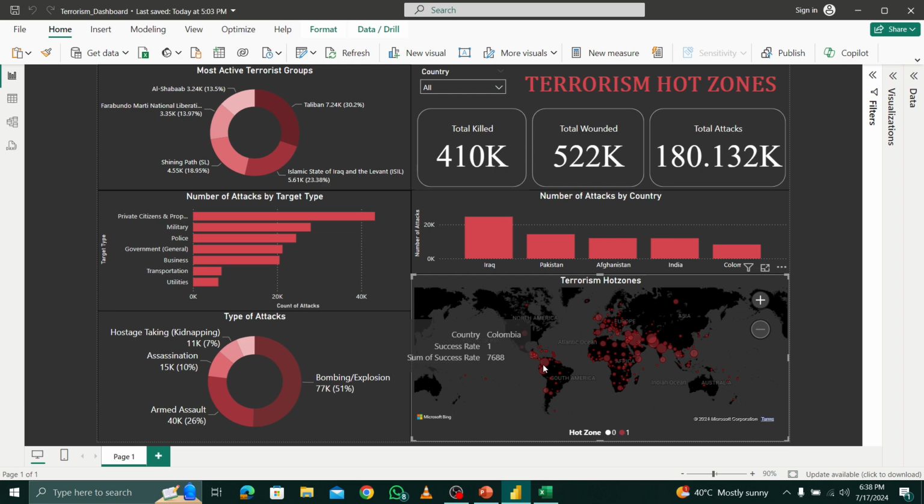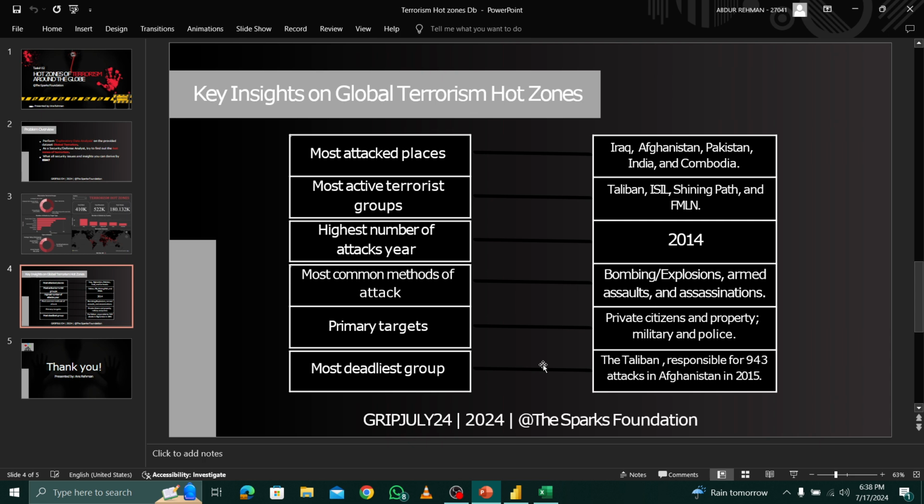So what were the key insights that we derived from this data? The most attacked places were Iraq, Afghanistan, Pakistan, India, and Colombia. The most active terrorist groups were the Taliban, ISIL, Shining Path, and FMLN. The highest number of attacks was in 2014. The most common methods of attack were bombing, explosions, armed assaults, or assassinations.